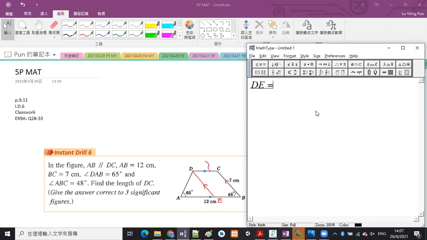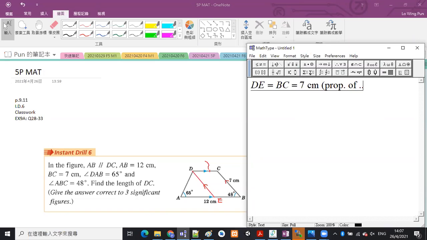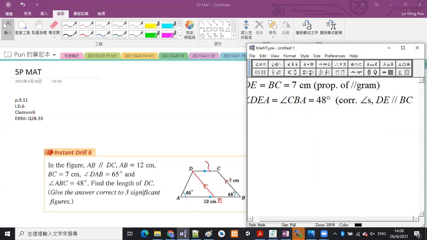is equal to BC. That is equal to 7 cm. So this is a property of parallelogram. And also we can say that angle DEA is equal to angle CBA, which is 48 degrees. This is corresponding angles, and we have used DE parallel to BC.